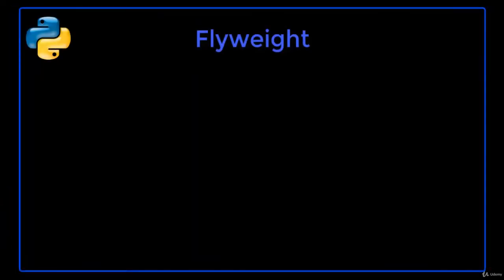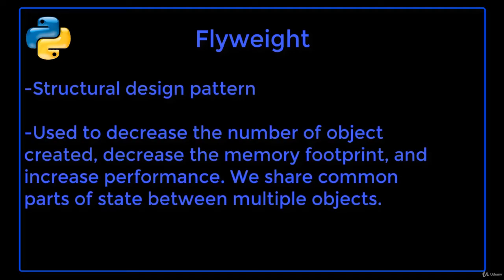In this lecture, we will learn about the flyweight design pattern and how to implement it in Python. The flyweight design pattern is a structural design pattern that is used to reduce the number of objects created and to decrease the memory footprint and increase performance. It lets you fit more objects into the available amount of RAM by sharing common parts of state between multiple objects instead of keeping all of the data in each object.